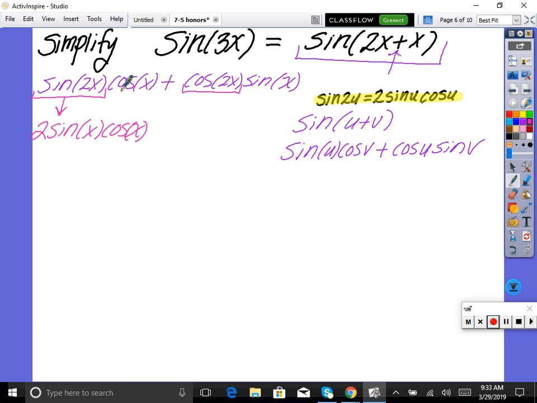Then don't forget, we still have this times cosine of x. So this is all, let's write it, 2 sine of x, and then cosine squared x. Okay, good? Now let's move on right here. The question is, cosine of 2x had 3 different things we can write it as, and it does not matter which one you choose.